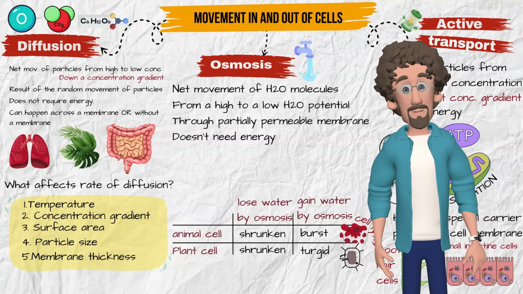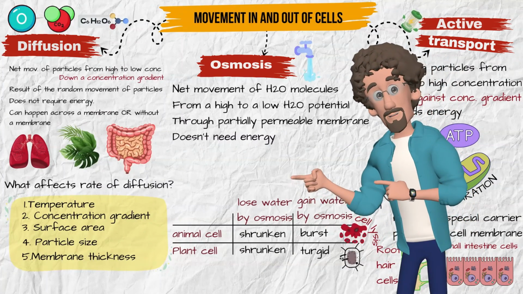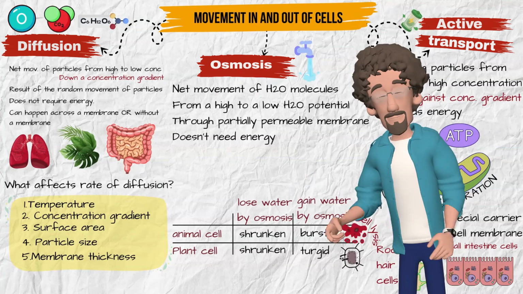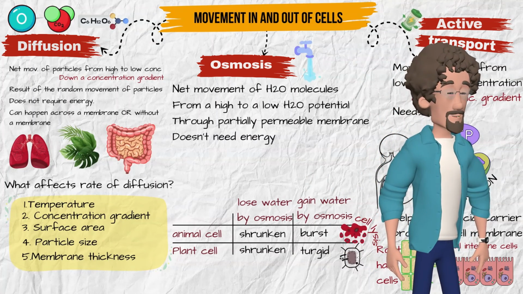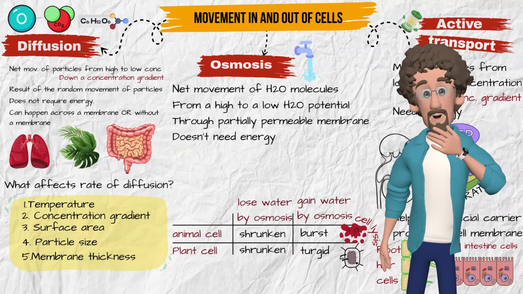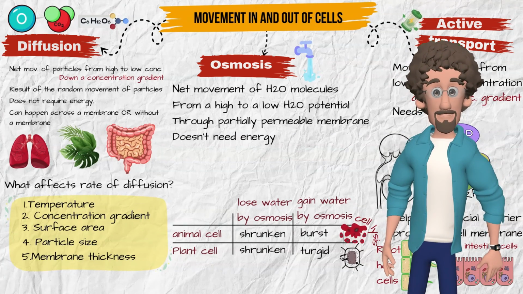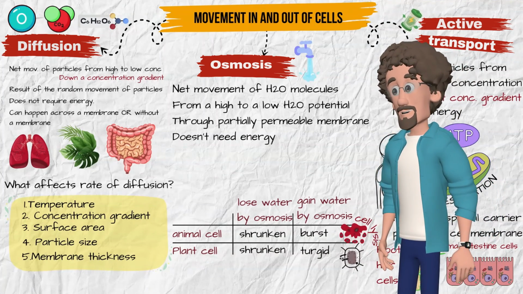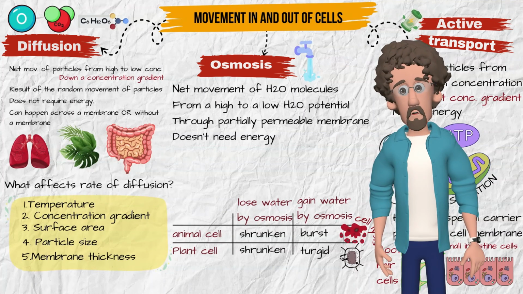So that wraps up Chapter 3, Movement in and out of cells. We covered the big 3, diffusion, osmosis, and active transport. Remember, most of the MCQs you'll face aren't just asking for definitions. They're testing whether you really understand how these processes work, what moves, where it moves, and why it moves.